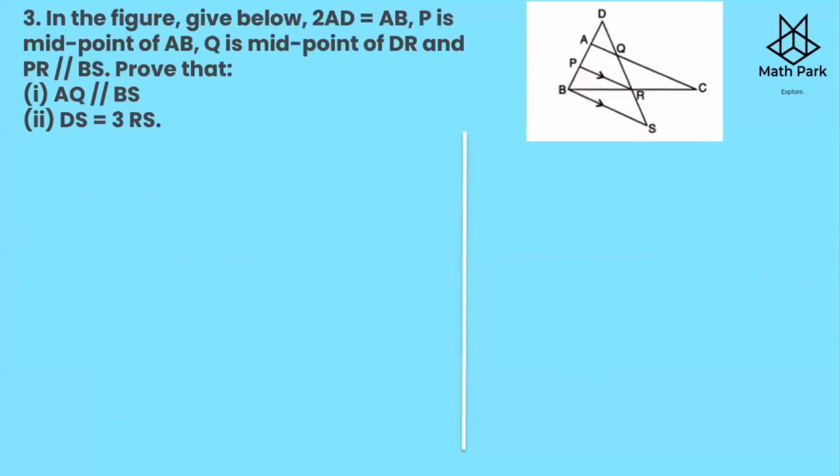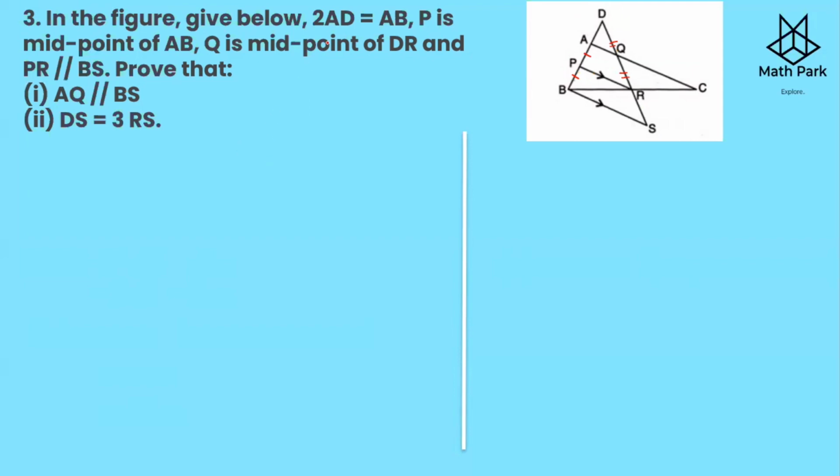Moving to question number 3. In the given figure, you have 2AD is equal to AB. P is the midpoint of AB, and Q is the midpoint of DR, so these two parts are equal. And PR is parallel to BS. You have to prove that AQ is parallel to BS.